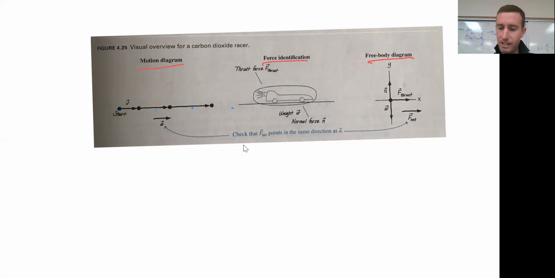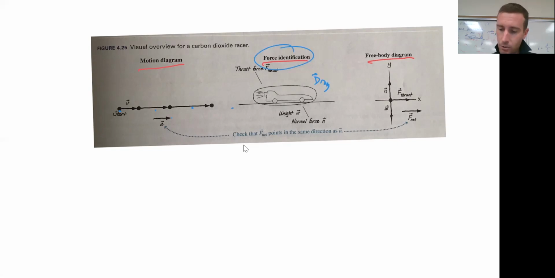Then for your force identification, you circle your object and try to write all the different factors that are playing onto it. So in this case, I've got thrust pushing it from behind. I've got the weight. I've got the normal force. I've probably got some drag, I would think so, unless it says that drag is not a significant issue in this case.